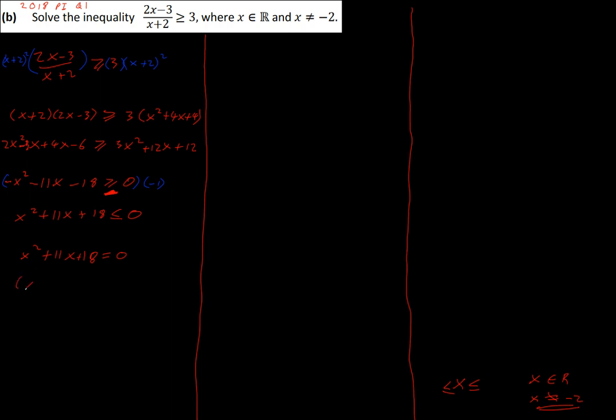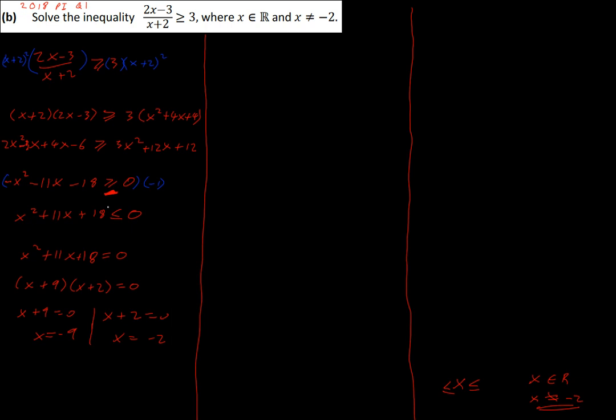We can factorize that and get x squared, x plus 9 and x plus 2 equal to 0. X plus 9 is equal to 0. X plus 2 is equal to 0. So x is equal to minus 9 and x is equal to minus 2. Might jump out at you, x cannot be equal to minus 2, so this is going to have an effect later.